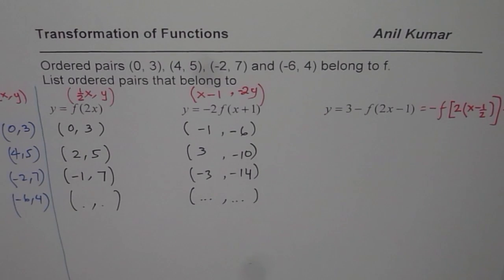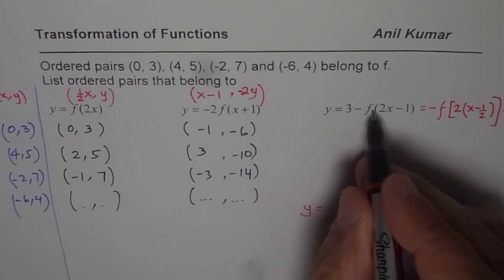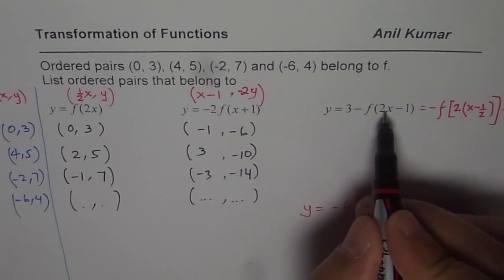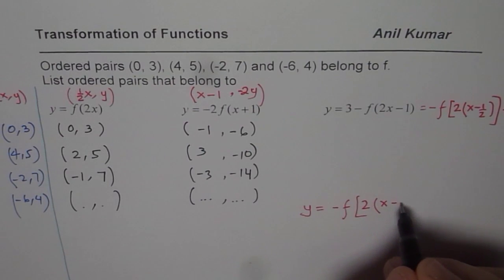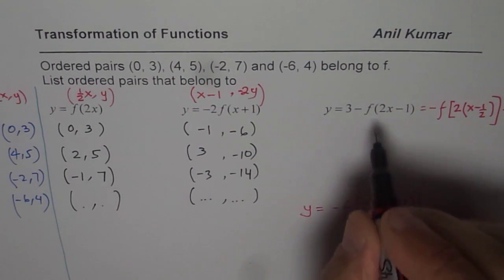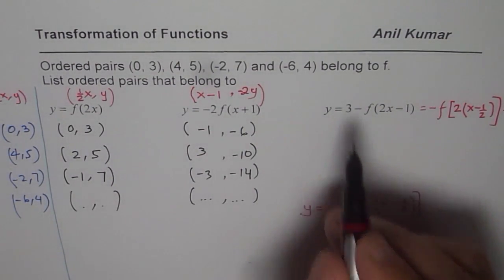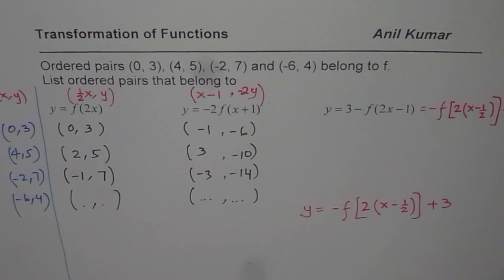Let me rewrite this big and bold here. So what we have here is y equals minus f of, always if you have a coefficient of x, it should be factored. So we'll factor 2 out. If you factor 2 out, you get x minus half. Do you see that? And this minus is associated with the function reflection on the x-axis, and plus 3 is a vertical translation 3 units up. Do you get it? Once you have this transformed function, it's easier to write down the transformation.